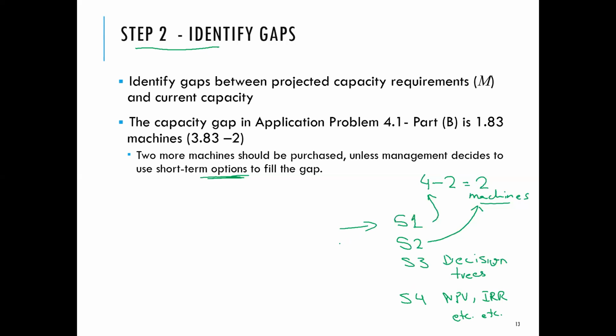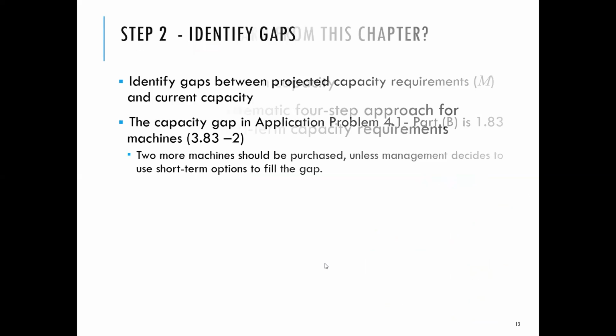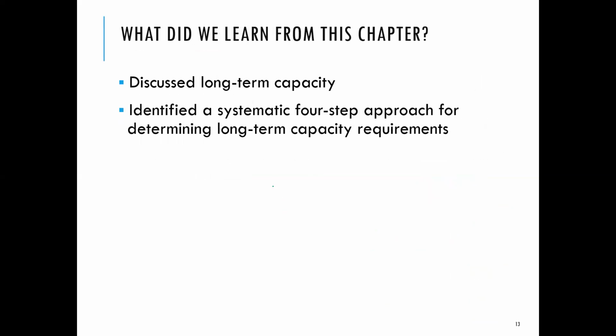So this, in essence, takes care of our 4-step process. The first 2 steps we have gone through in this chapter, and as I said earlier, step 3 and step 4, hopefully you will be taking up in your ISDS and your finance courses, respectively. So this brings us to an end of our discussion on this chapter. In this chapter, we discussed the notion of long-term capacity, and then we went on to identify a 4-step approach, of which we discussed the first 2 steps.